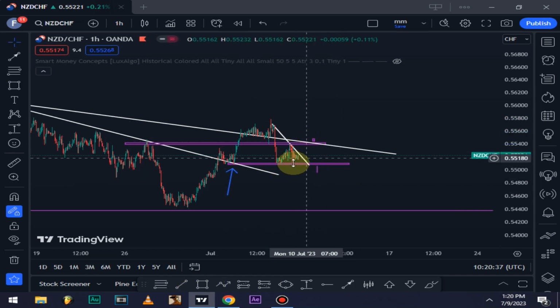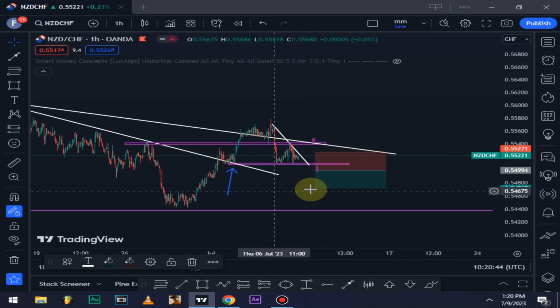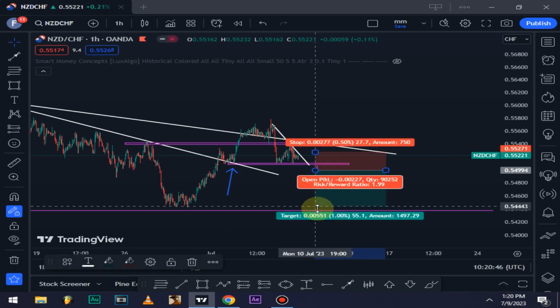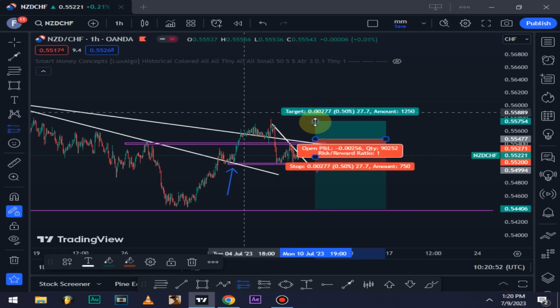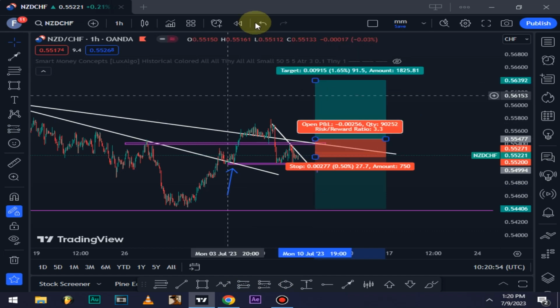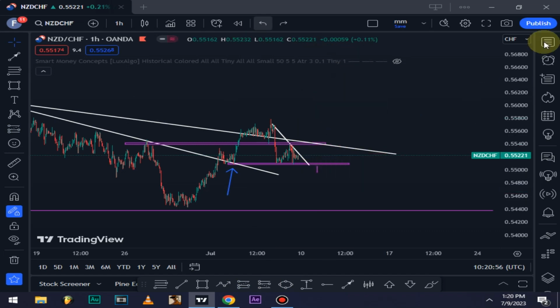If it breaks out from this zone, that means I'm going to take a sell entry over here, then target all the way down. And if it breaks to the upper side, that's when we'll take a buy. So those are the zones that I'm looking out for at the 1 hour.